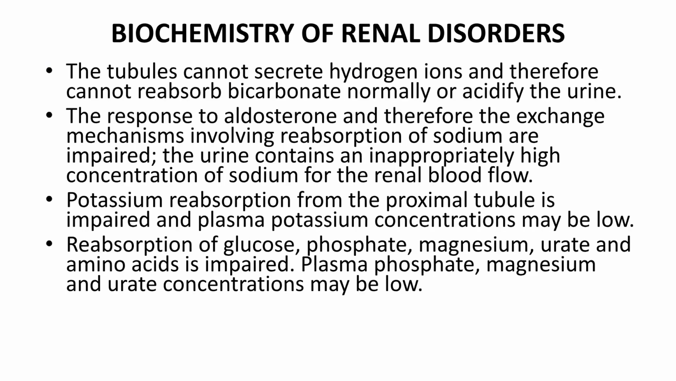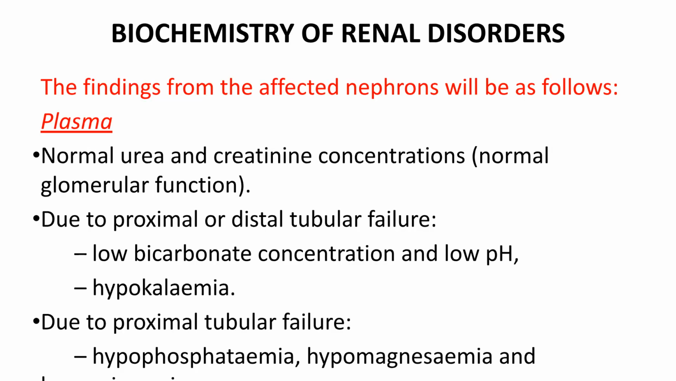Reduced tubular function with normal GFR impairs the adjustment of urine composition and volume. Impaired reabsorption reduces isosmotic water uptake, leading to a large volume of inappropriately dilute urine. When tubular function is reduced, the tubules cannot secrete hydrogen ions, leading to impaired bicarbonate reabsorption and urine acidification. The response to aldosterone is also impaired, causing an inappropriately high sodium concentration in the urine.